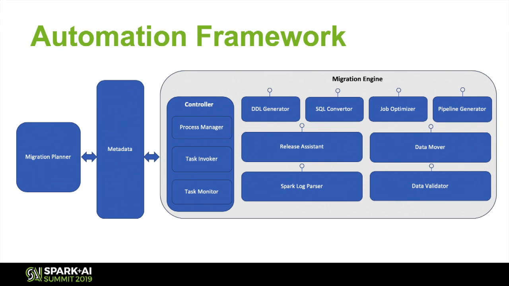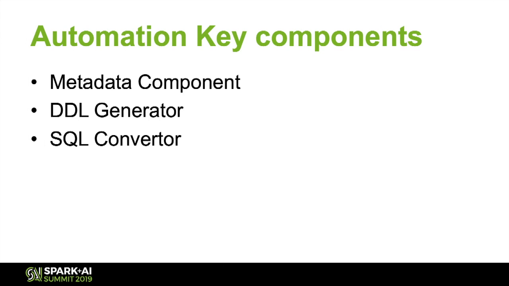The whole architecture is metadata-driven, service-oriented, built on top of Spring Boot, so that the components or services could be composed and called individually. For auto migration, the whole process is controlled by the controller process. For some services like data mover or SQL converter exposed to the end user, they can directly call the service with necessary input. In this talk, I will talk about the three common components here: the metadata component, DDL generator, and the SQL converter.